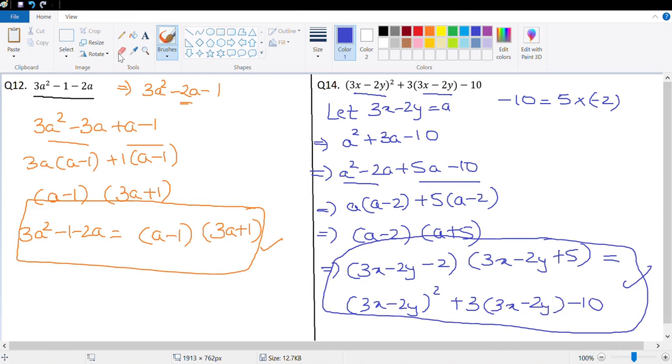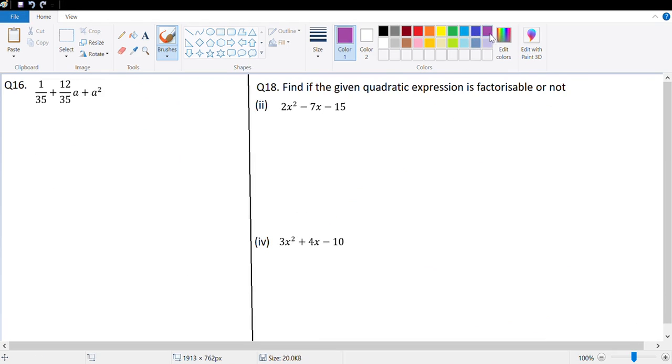The next one that we have is question number 16. Question 16 says 1 by 35 plus 12 upon 35a plus a square. Now if you factorize it the way we've looked at, 1 by 35 into 1, life will become very complicated. So let's take the LCM first and let's have one number at the top, which is only whole numbers at the top. So this will be 1 plus 12a plus 35a square.